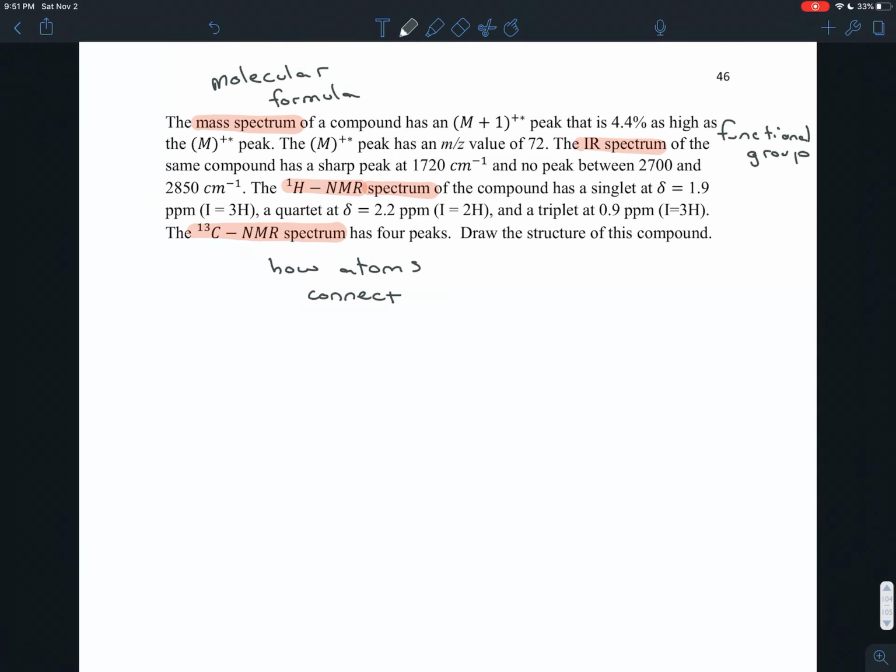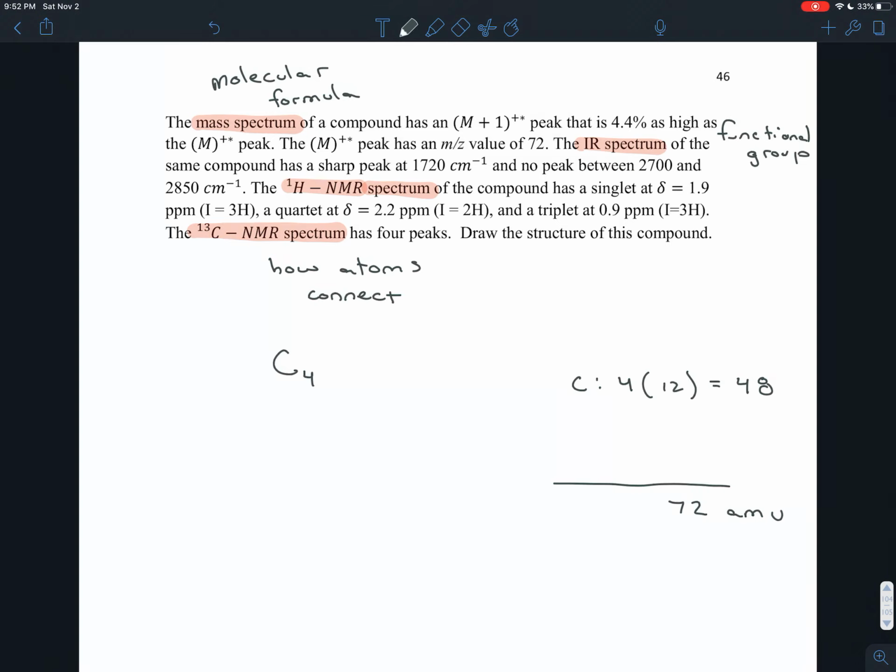Okay, so first the mass spectrum. We see that the M+1 peak is 4.4% as high as the molecular ion peak. As we discussed last time in the previous video on the spectroscopy of aldehydes, that means that we have 4 carbons. So we know in our molecular formula we'll have C4. Also, it says that the molecular ion peak has an m/z value of 72. That means that all the masses of the different pieces have to add up to 72 AMU. Now, so far, we know that we have 4 carbons. Each carbon weighs 12 AMU, so that's going to be 48 AMU coming from the carbons.